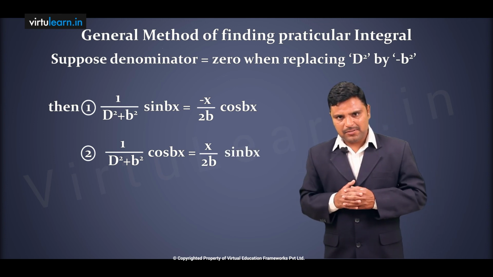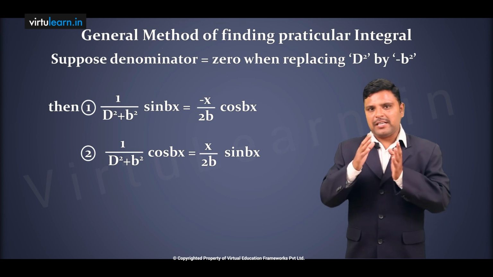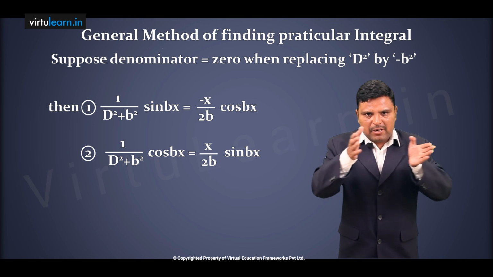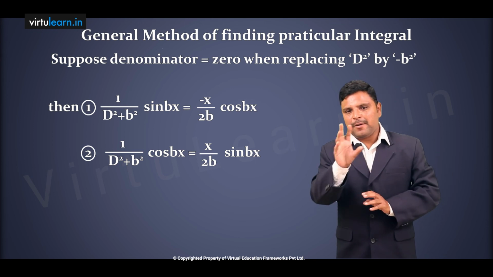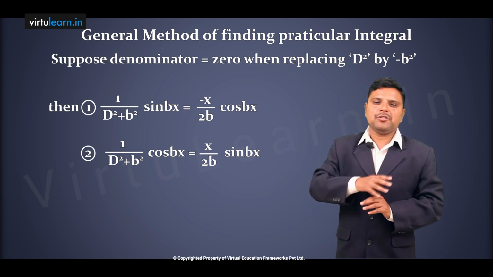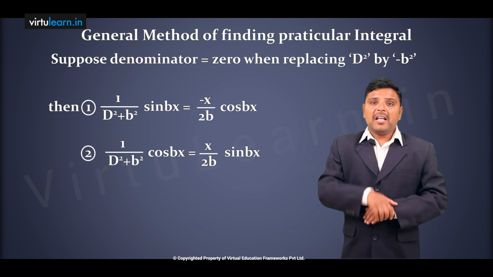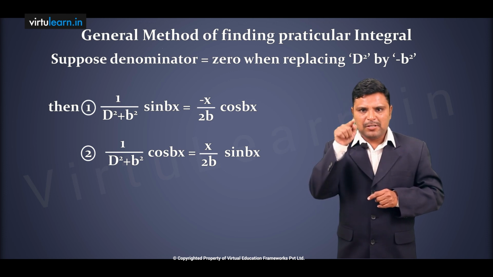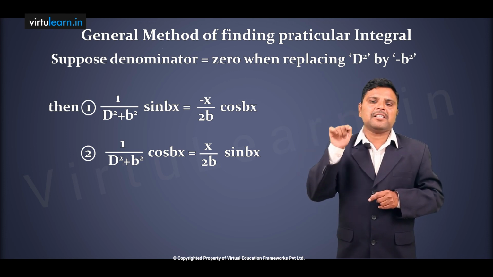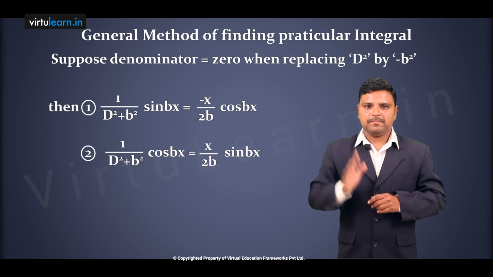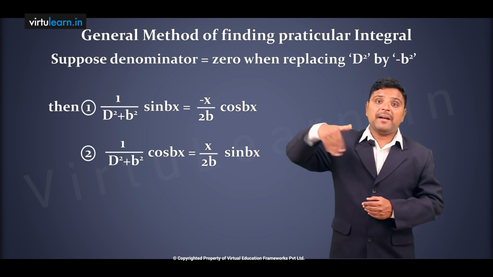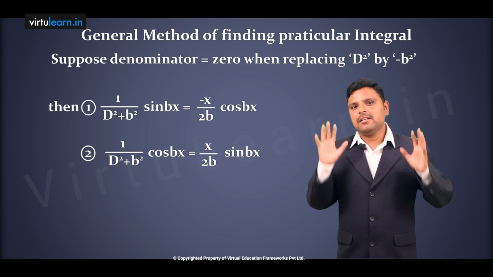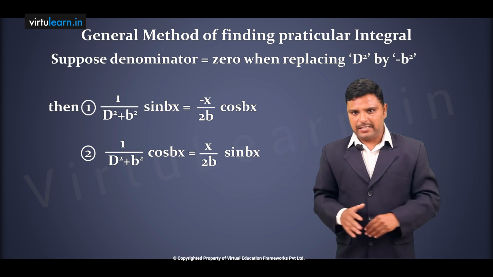Once again, if q of x equal to sin bx or cos bx, the general method is to replace d square by minus b square. If the denominator part is not 0, then continue the procedure, and automatically we will get the answer. If the denominator part is 0, then these two formulas are very, very important. 1 by d square plus b square into sin bx is nothing but minus x by 2b cos bx. This is the direct answer. Another one is 1 by d square plus b square cos bx, the answer is x by 2b sin bx. This is the method for particular integral.